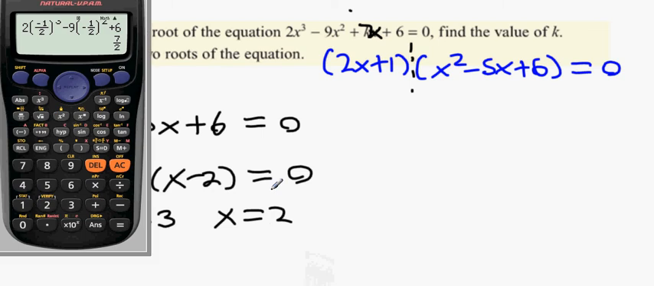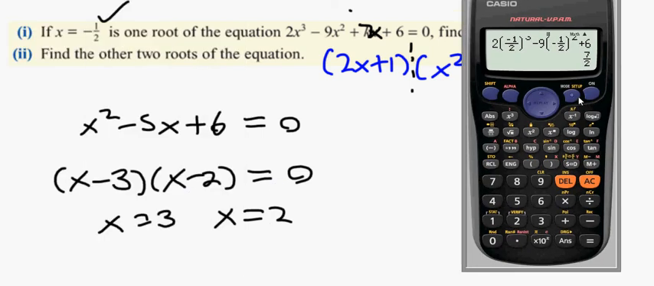A cheap way of doing it would be to put it into your calculator. Check your answer. You can go to mode table, and if I just put in 2 bracket x cubed plus minus 9x squared plus 7x plus 6, and then if I start, now all my numbers are from minus a half, so I'm just going to go from minus 2 up to maybe 5. I'm going to go in a step of 0.5. I'm going to verify my answer here.